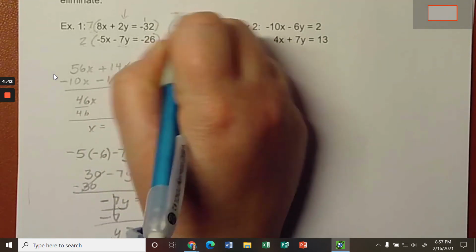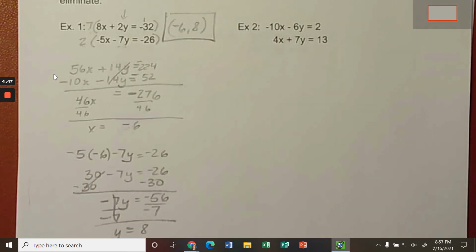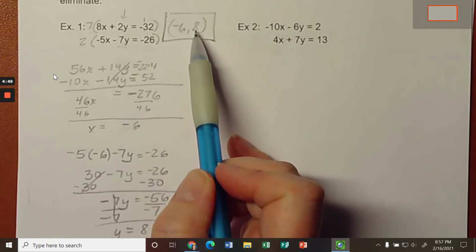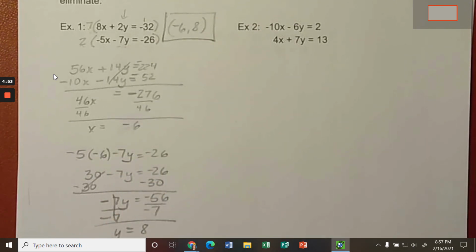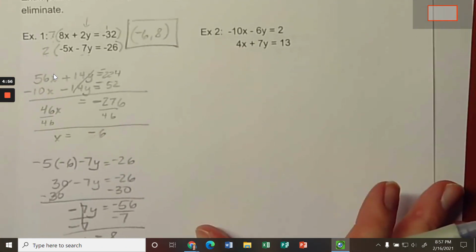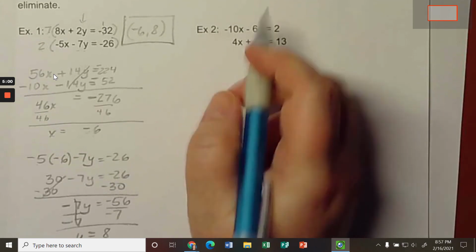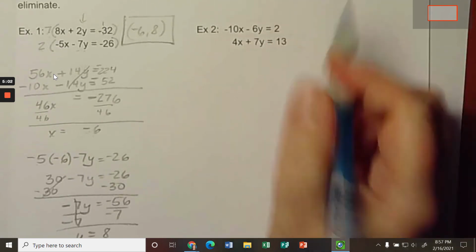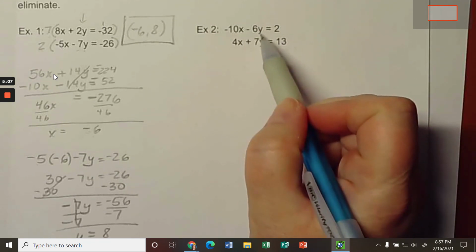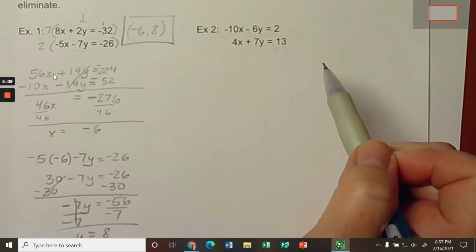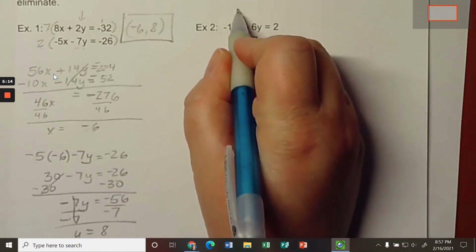And then we would check that by substituting in the negative 6 for x and the 8 for y in both of the original equations to check for accuracy. Okay, let's take a look at number 2. 10 and 4 would have an LCM of 20, and then 6 and 7, 42. So let's go ahead and cancel out the x's.